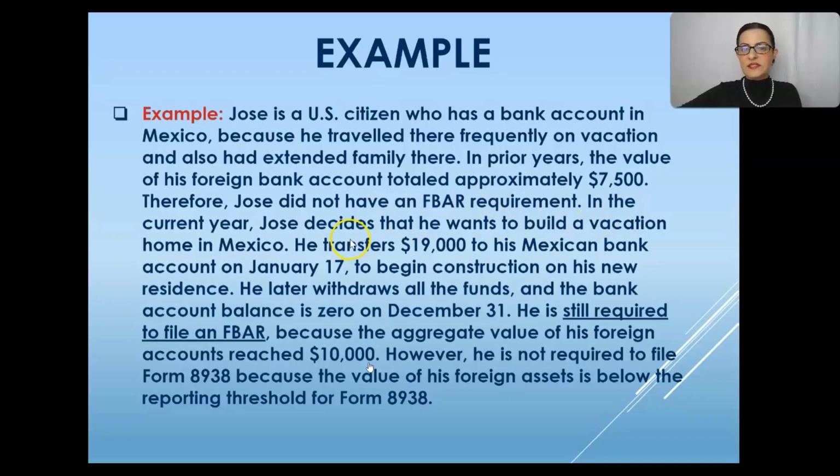In the current year, Jose decides he wants to build a vacation home in Mexico. He transfers $19,000 to his Mexican bank account on January 17th to begin construction on his new residence. He later withdraws all the funds, and his bank account balance is zero on December 31st. He is still required to file an FBAR because the aggregate value of his foreign accounts reached $10,000. However, he is not required to file Form 8938 because the value of his foreign assets is below the reporting threshold for Form 8938. And I'm going to show those to you in a minute.